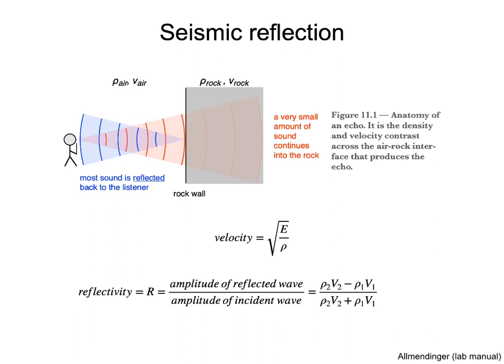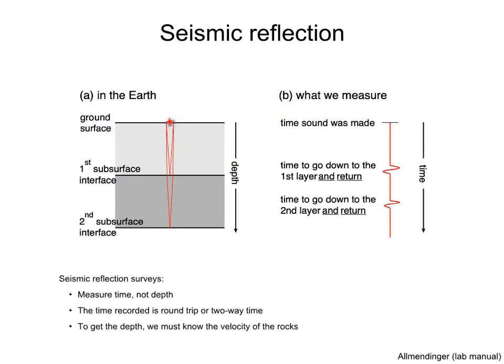In this example, the reflection coefficient is almost 1. In other words, almost all of the sound reflects back to the person, but a very small proportion continues into the rock. What do we actually measure in seismic reflection? We measure the time we made the sound and the time we recorded the echo. The time difference is a function of the velocity of the sound in the media and twice the distance between the source and the receiver.